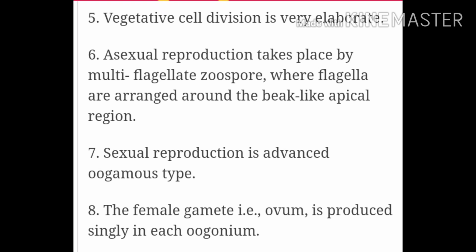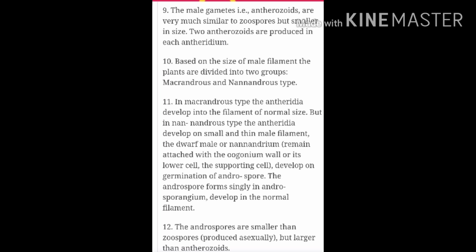The oogamous type of reproduction is commonly exhibited by Oedogonium, in which we can see the female sex organ known as oogonium. In each oogonium, you can see only one ovum, or egg. You know that in algae, the sex organs are unicellular and non-jacketed or non-protected, whereas in bryophytes, the sex organs are multicellular and jacketed or protected. In algae, the male sex organ is called antheridium, whereas the female sex organ is called oogonium. In bryophytes, the male sex organ is also called antheridium, but the female sex organ is commonly called archegonium, isn't it?